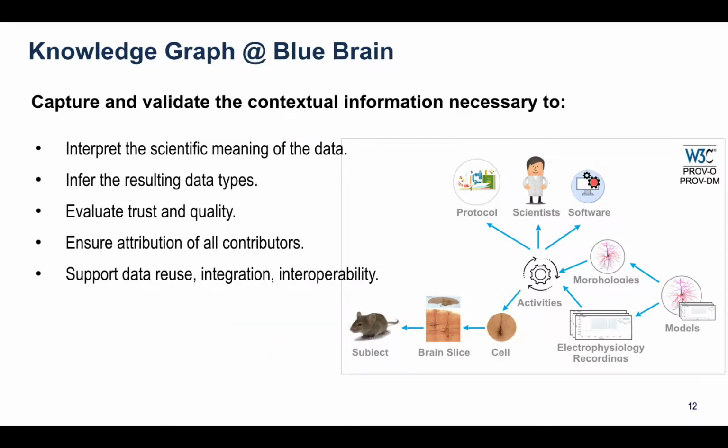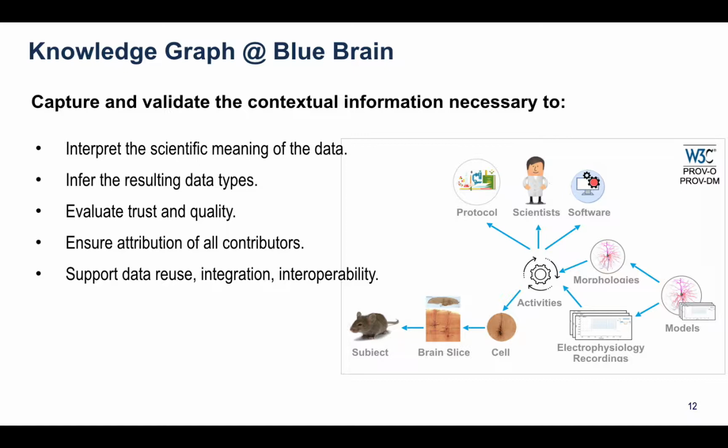And this is an example of the type of workflow, or type of information, we capture in our knowledge graph. Typically, a scientist takes a subject, runs a brain slicing activity, and isolates a cell inside. From that cell, they extract the shape of the cell and record the electrical activity of the cell. These are two data sets, for example, that we have. And from the morphology and the EFIS recordings, they build a model.